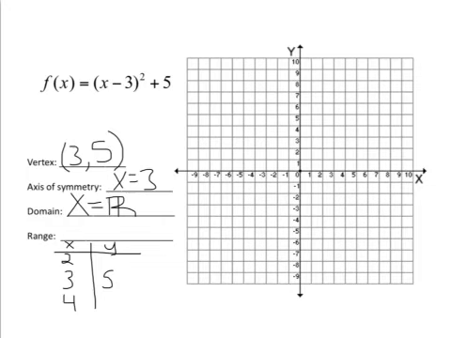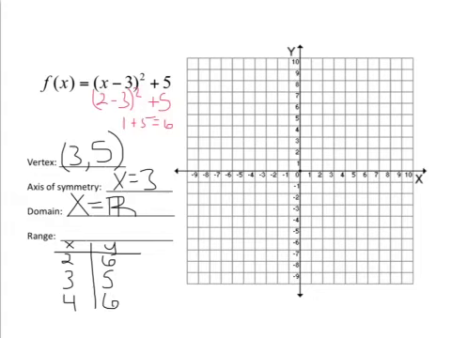To find my y values, I'm going to plug in my x. So I plug 2 in for the x right up here to get my y. So when I plug that in, I'm going to have 2 minus 3 squared plus 5. So I'm going to have negative 1 squared, which is 1 plus 5, and I get 6. If I do that for 4, I'm going to have 4 minus 3, which is 1. 1 squared plus 5 is, once again, 6.